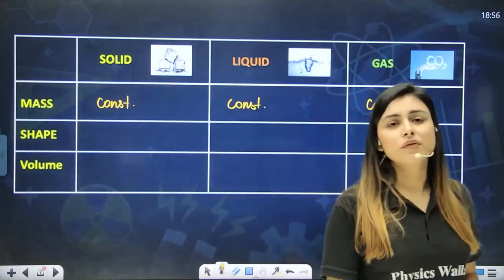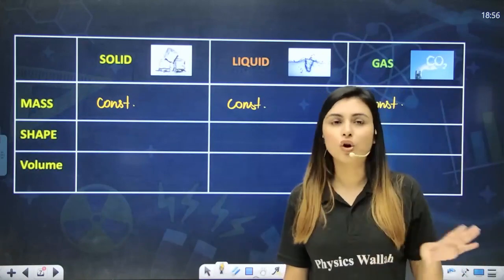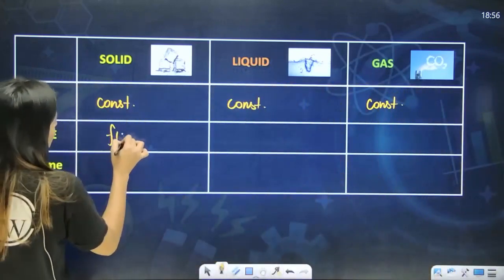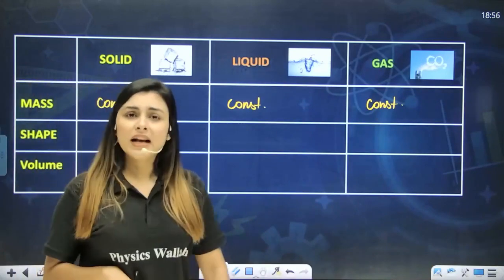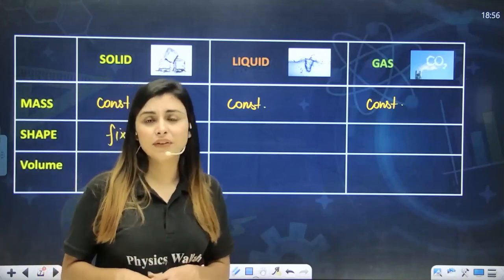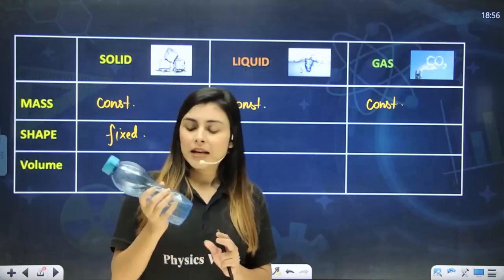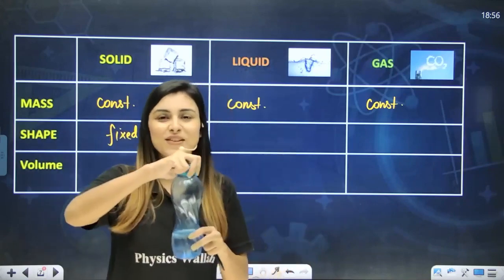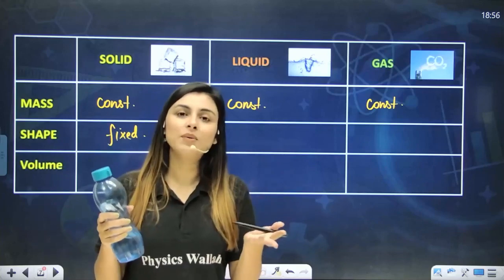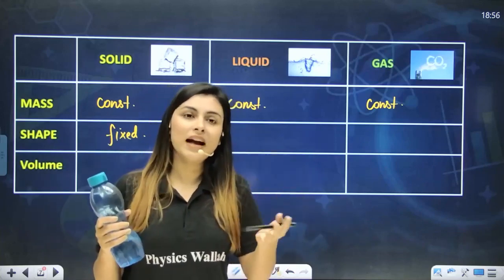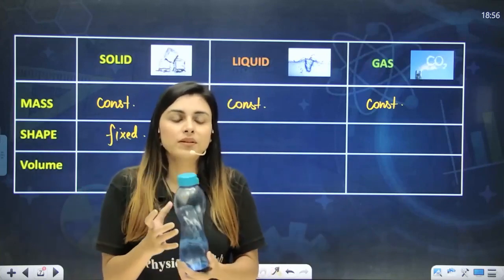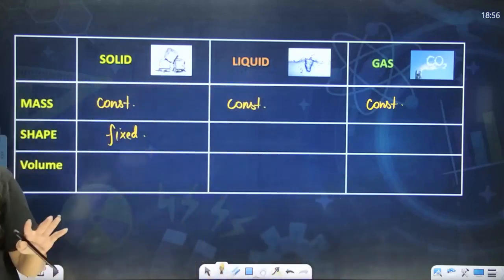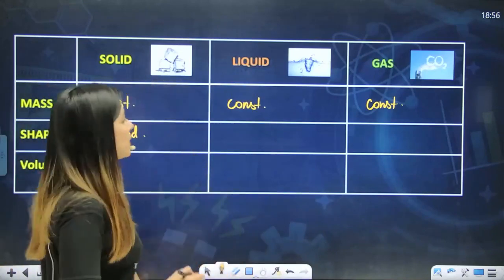Now let's talk about the shape. Which of the following will have a constant or a fixed shape, and which will not? If we talk about a solid, it has a fixed shape, right? Yes, so I can write it as fixed. Does liquid have a fixed shape? No, my dear students, liquid does not have a fixed shape. If I have this bottle of water and I pour this water in a glass, what will happen? The liquid will actually take the shape of the glass, right? Yes, that means that the shape of liquid is not fixed. So I can write that not fixed.